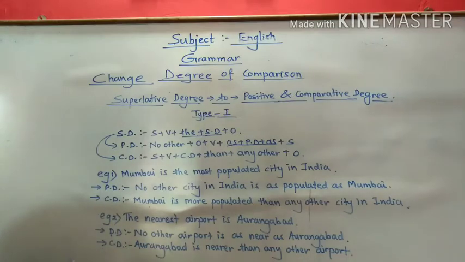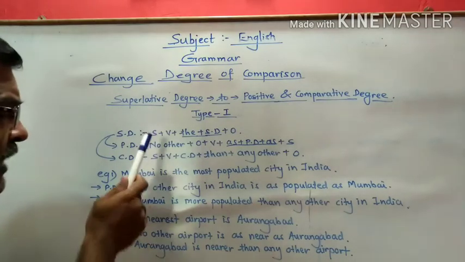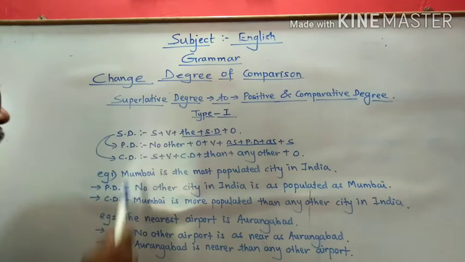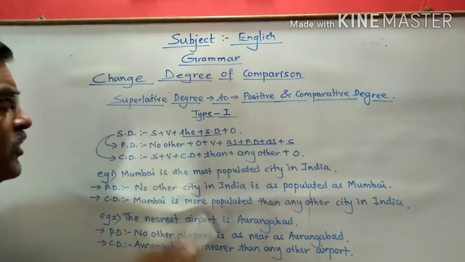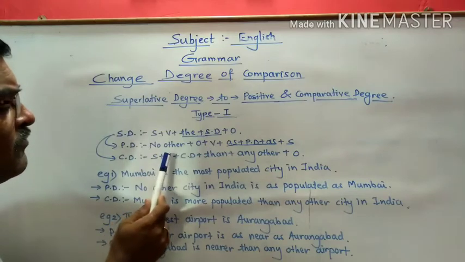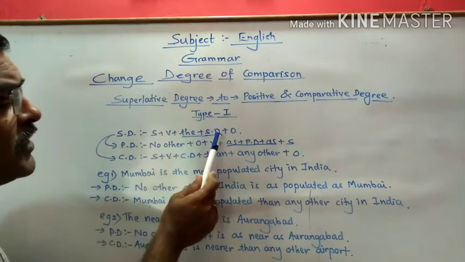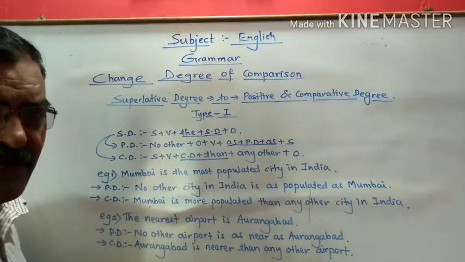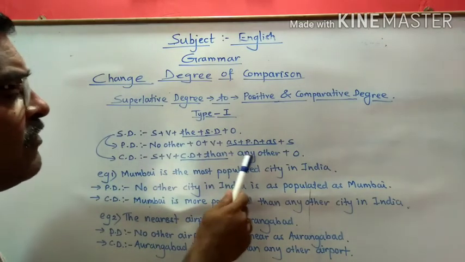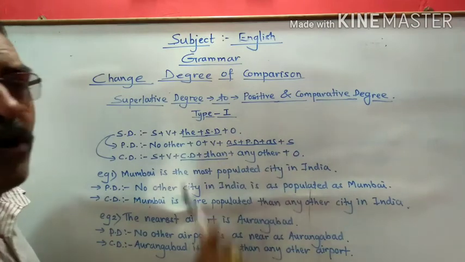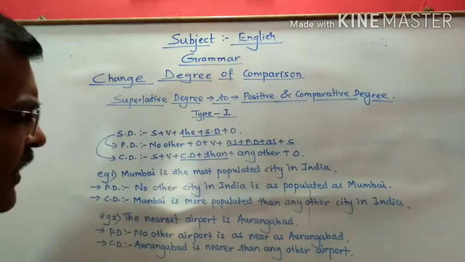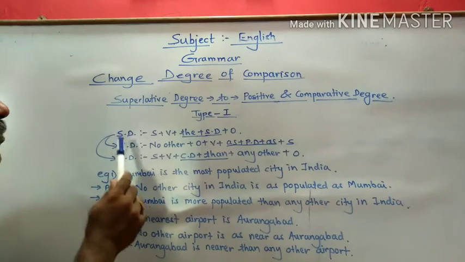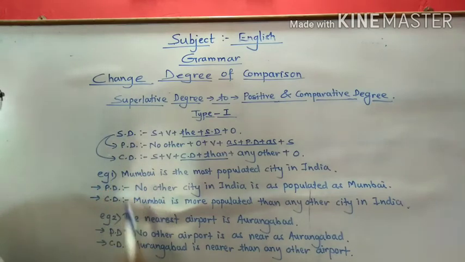Now let us see the construction, how we are going to change that particular superlative degree sentence into comparative degree. Subject plus verb, we will remove the superlative degree, then we will write comparative degree plus than, and after that we will take any other plus object. So in this way we are going to change superlative degree into positive and comparative.